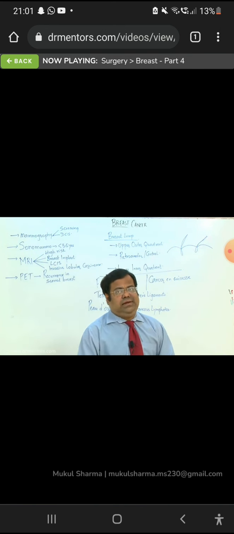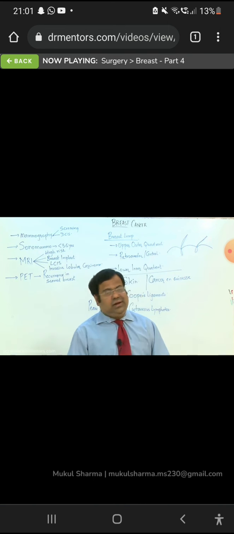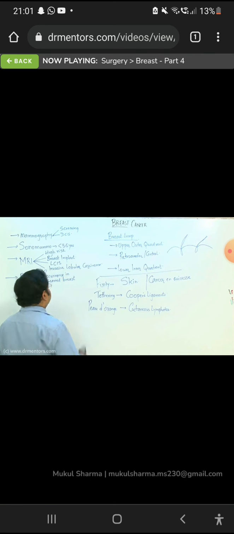Of course, there can be others like retraction of the nipple. There might be fixity of the lump to the chest wall or the skin, etc. Alright. But these are important physical findings which are likely to be asked in the examination.